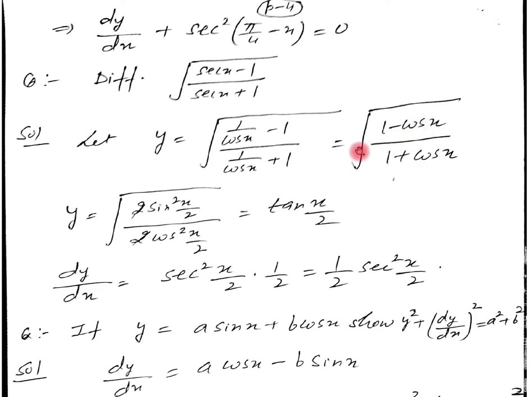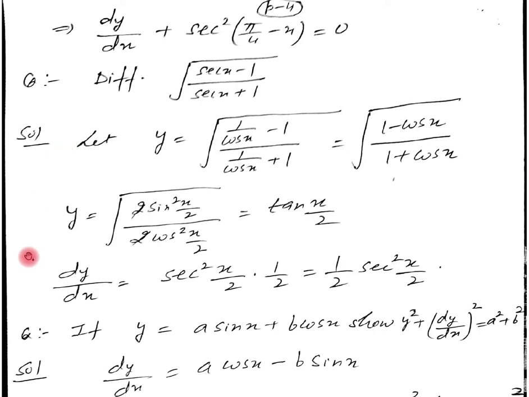Now 1 minus cos x is 2 sin square x by 2. 1 plus cos x is 2 cos square x by 2. Then simplifying, what does it become? Tan x by 2. Now y equal to tan x by 2. Therefore its derivative dy by dx is, the derivative of tan is secant square x by 2, then the derivative of x by 2 is 1 by 2. Therefore this is equal to 1 by 2 secant square x by 2. Very interesting questions these are.